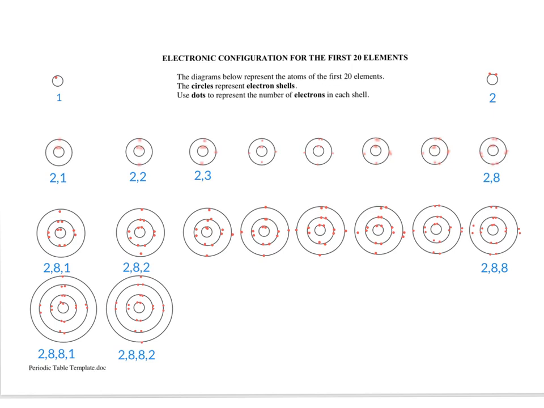Coming down, we've got sodium, which is element number 11. We say its electron configuration is 2, 8, 1: 2 electrons in the first shell, 8 in the next, 1 in the third shell.